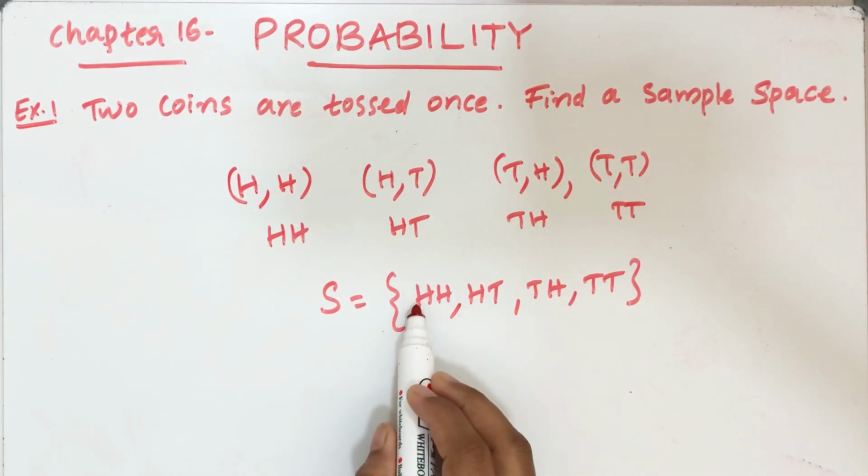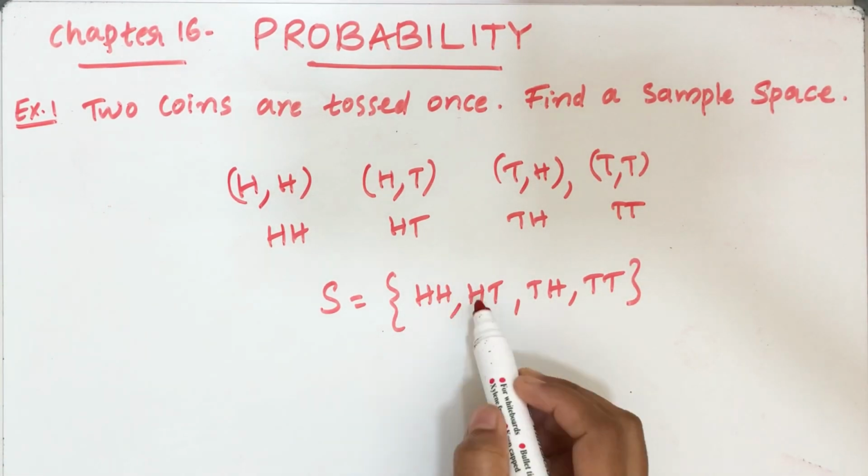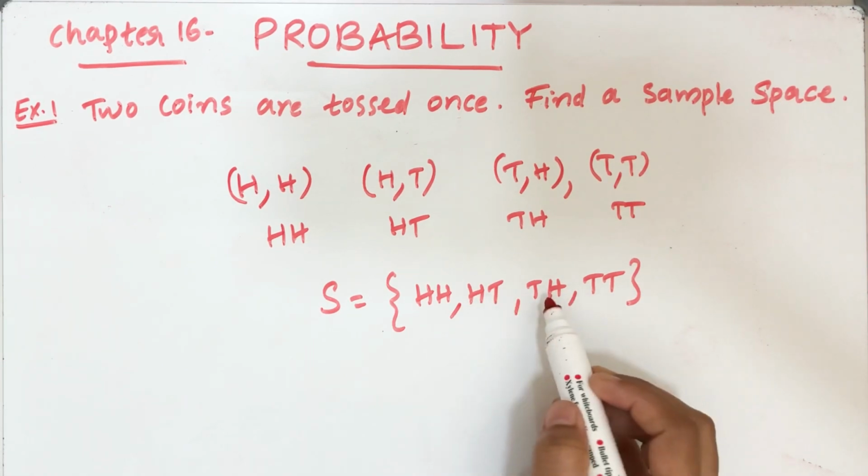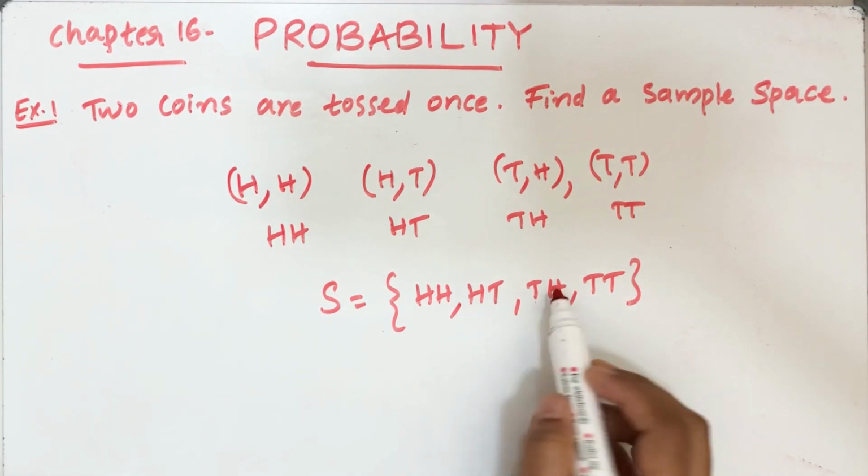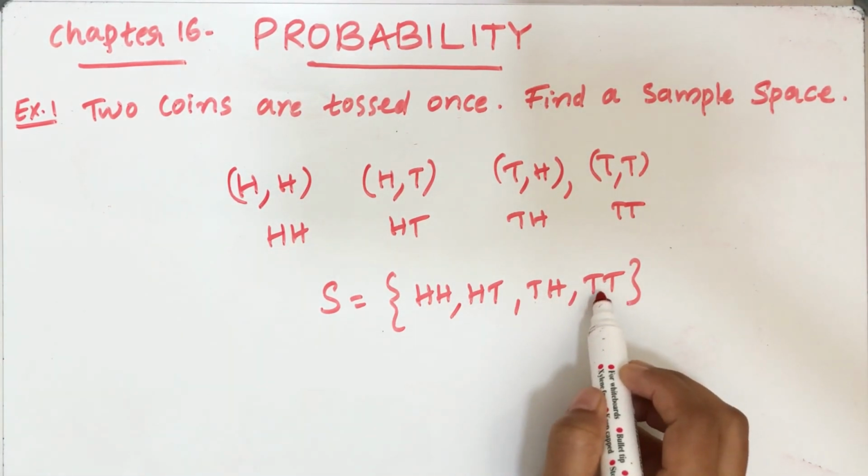That is, first coin head, second coin head; first coin head, second coin tail; first coin tail, second coin head; and both the coins tail.